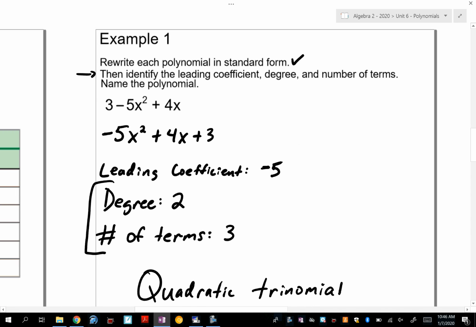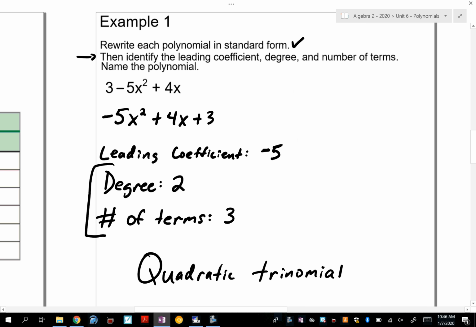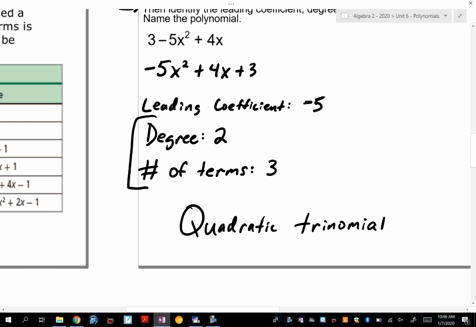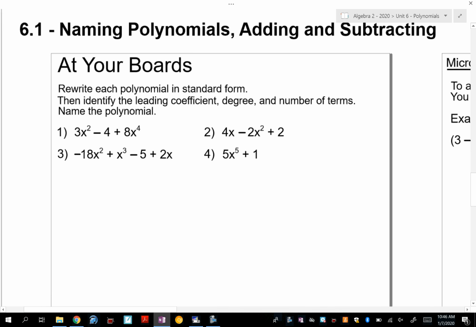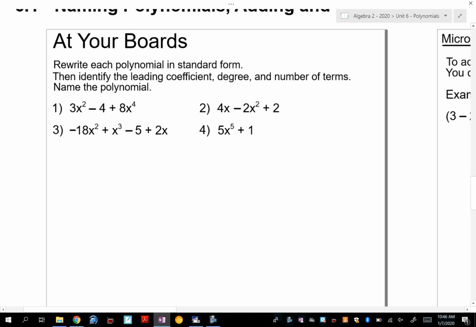Okay, any questions on example 1? Okay, so you guys are about to start these 4. Let's make sure we know the steps. Step number 1 is to do what? Standard form, put them in order, very good, standard form. Then you're going to find these three things: leading coefficient, degree, number of terms, and then finally name them. I'll give you 10 minutes. Go ahead.